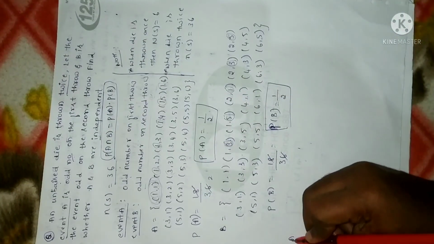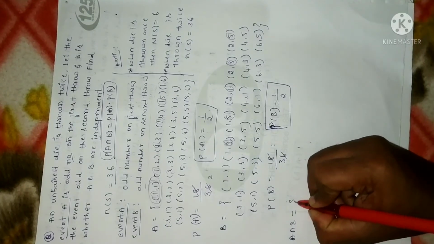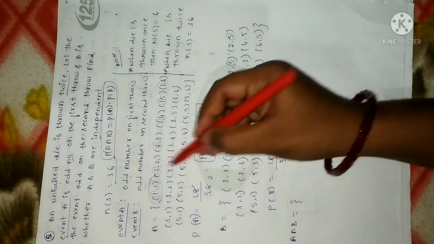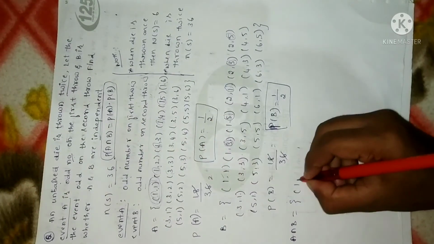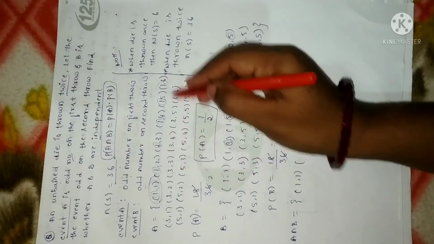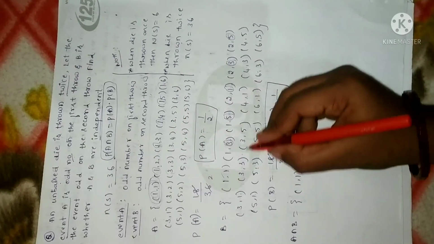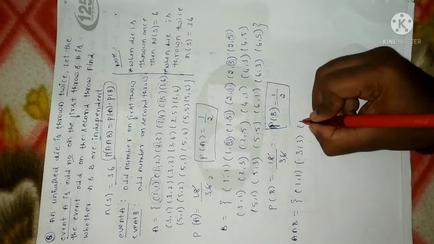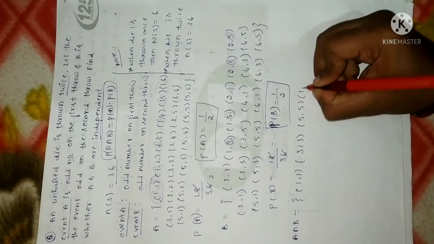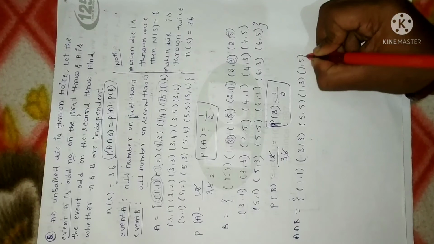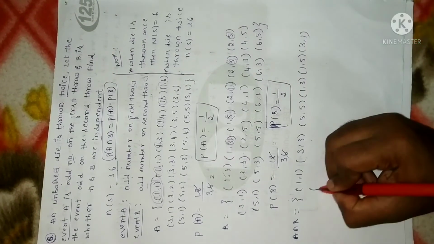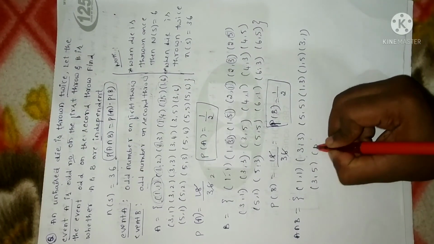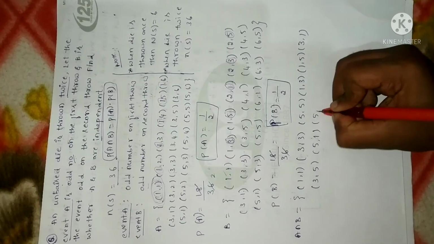So first let me write A intersection B. In the sense, do we have any common element between these two? Yes, we have. So let me make a list. 1, 1 is there. Again 3, 3 is there. And again 5, 5 is there. And 1, 3 is there. Again 1, 5 is there. 3, 1 is there. 3, 5 is there. 5, 1 is there. Again 5, 3 is there.